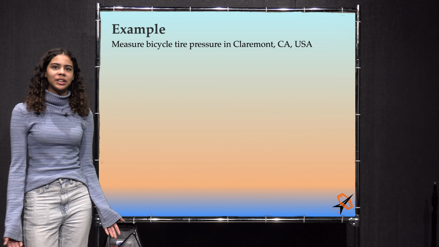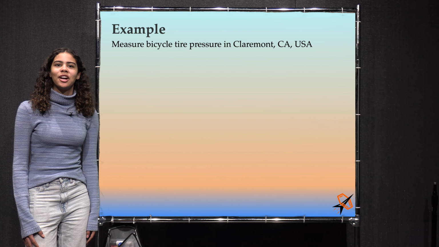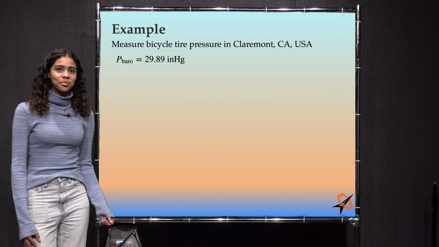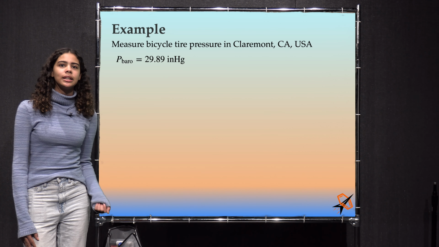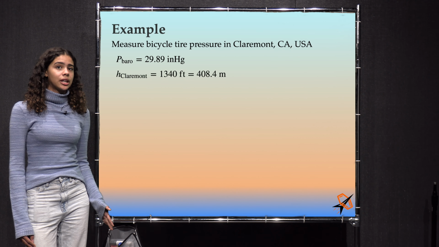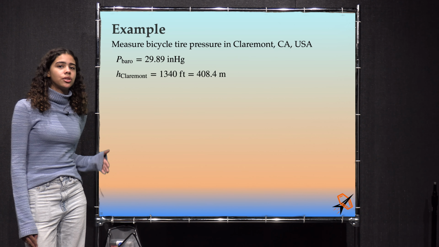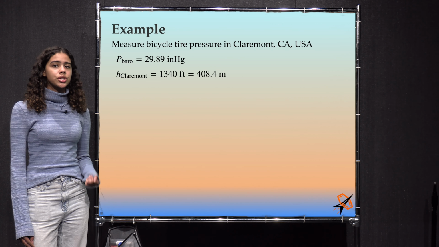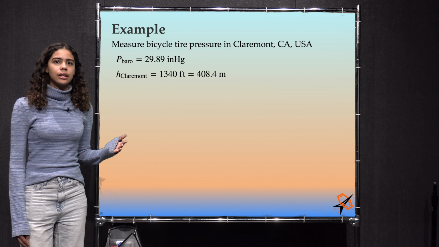assuming you have a bicycle and you're currently in Claremont, California. Anyway, the barometric pressure, as reported by the local weather station, is 29.89 inches of mercury in Claremont. Your current altitude in Claremont is 1,340 feet, or 408.4 meters above sea level.